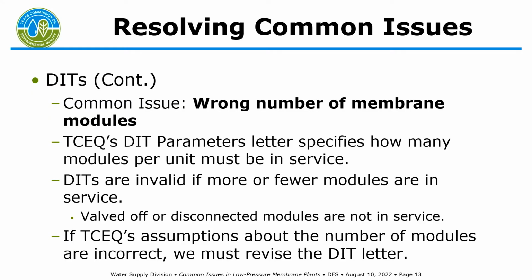In some cases, you valved them off, whatever the issue is. If our assumptions about the number of modules that are actually in service in a unit are incorrect, we have to revise your DIT letter. So you need to let us know that you've got the wrong number of modules, or the numbers don't match up between the DIT letter and what's really happening. And we can revise your letter at that point to match actual conditions.